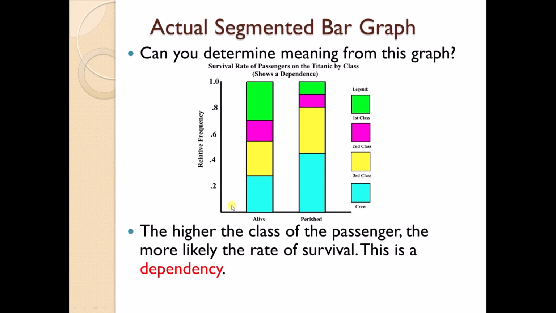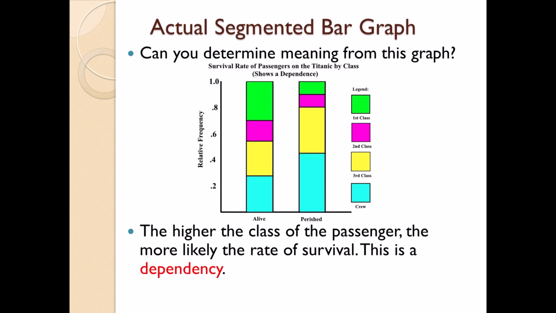So looking at this, it would tend to tell us that the higher the class of the passenger, the more likely the rate of survival. There's your dependency. If you could look at this and not be able to tell, then they would be independent.